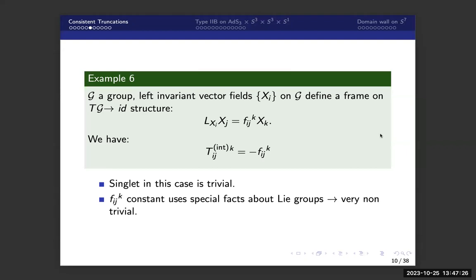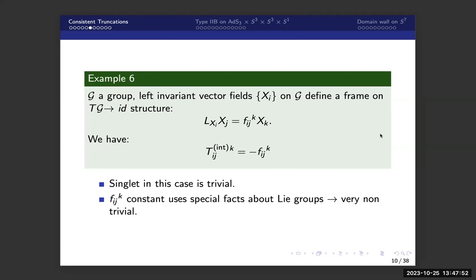The group that defines the G structure is trivial. But the fact that it's constant is very non-trivial, and in fact heavily relies on the topology of the Lie group, on the fact that you're on a Lie group. It's very non-trivial. And so this will be really the punchline of the entire talk, and in particular, all the G structures I will describe are either this or a generalization of this.